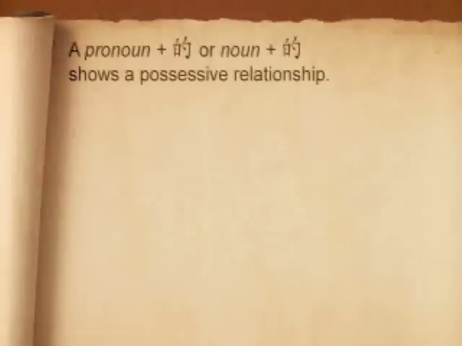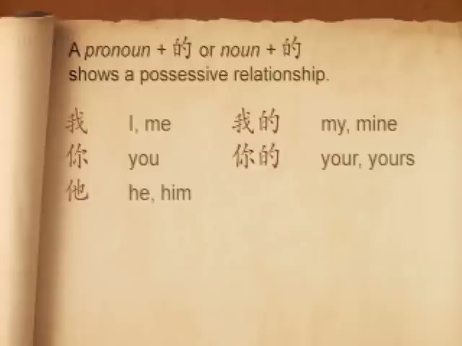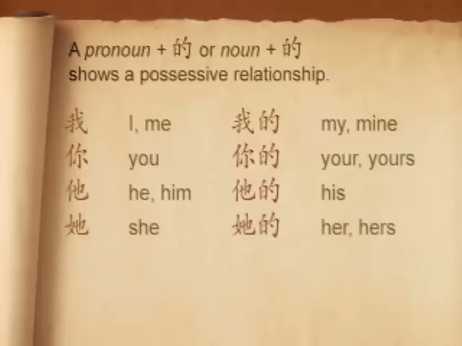Here's a chart to give you a better understanding of how the forms a possessive and what it means. For example, 我 meaning I or me becomes 我的 my or mine. 你 meaning you becomes 你的 your or yours. 他 meaning he or him becomes 他的 his. 她 meaning she or her becomes 她的 her or hers.